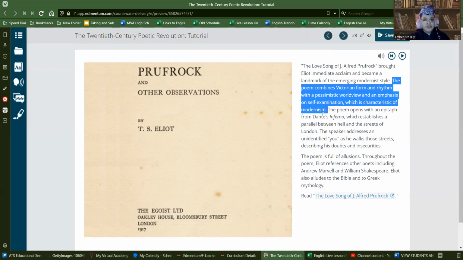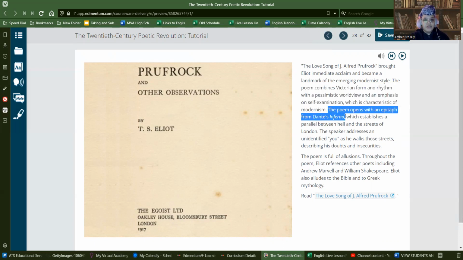The poem also opens with the epigraph from Dante's Inferno. So basically, it opens with an allusion to Dante's Inferno, which is an older classical work about a man's journey through the circles of hell and figuring out what the nature of man is and trying to find himself as well. And the reason why this is included is to establish a parallel or something in common between hell and the streets of London.